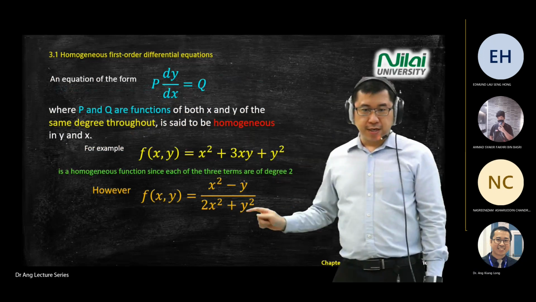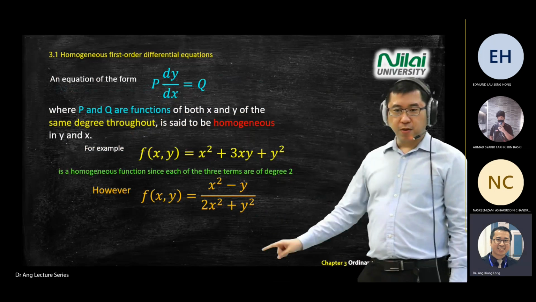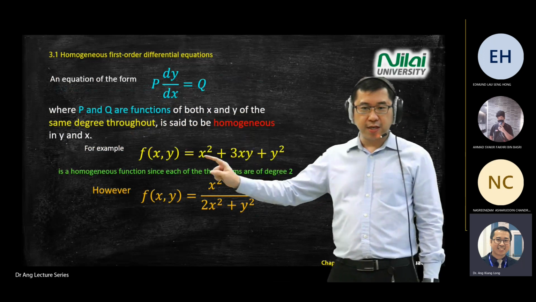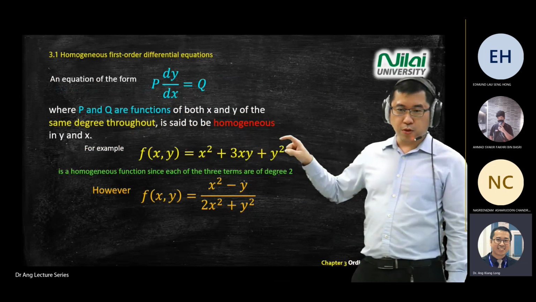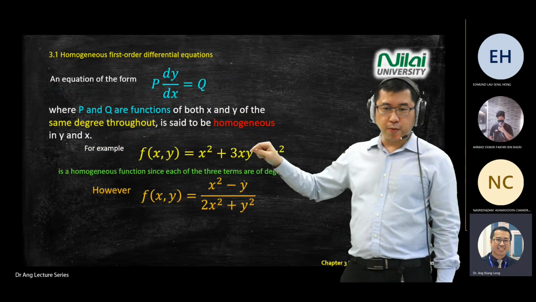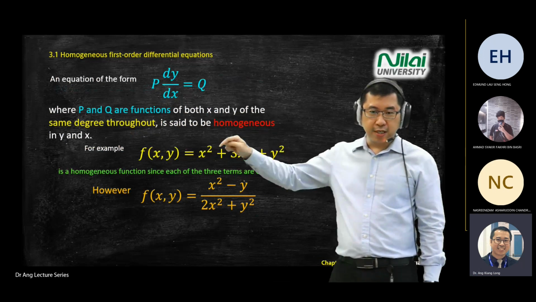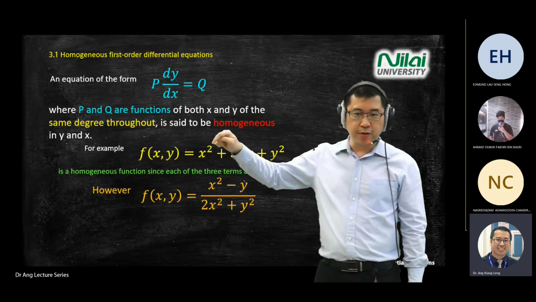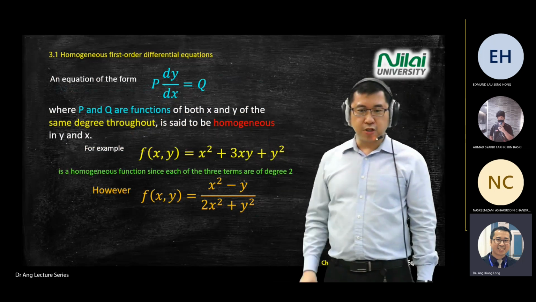This one is not a homogeneous equation. Why? If you check the above one, homogeneous means the same degree. This is 2, this is also 2, this is also 2. Why is this one 2? Because you are taking x multiplied by y. Basically, you are taking two parameters multiplied together. This one is the same, you take x multiplied by x. Basically, you take two unknowns multiplied together. This one is also the same. But this one is not homogeneous.